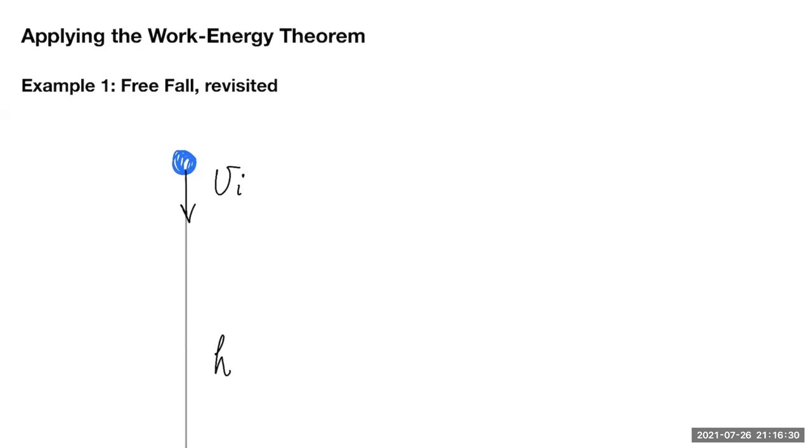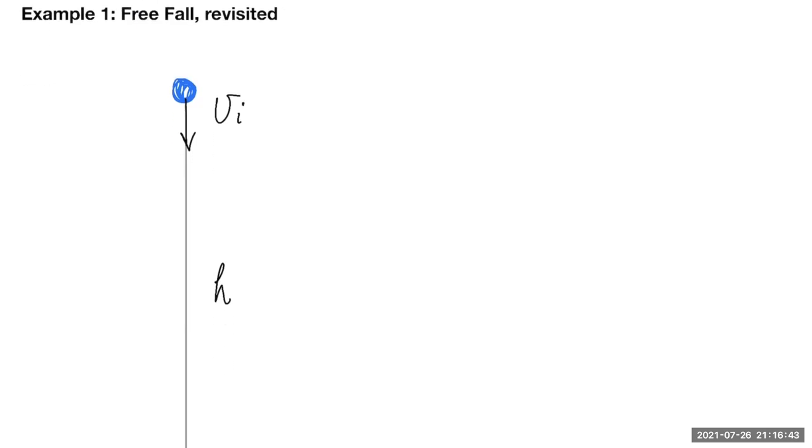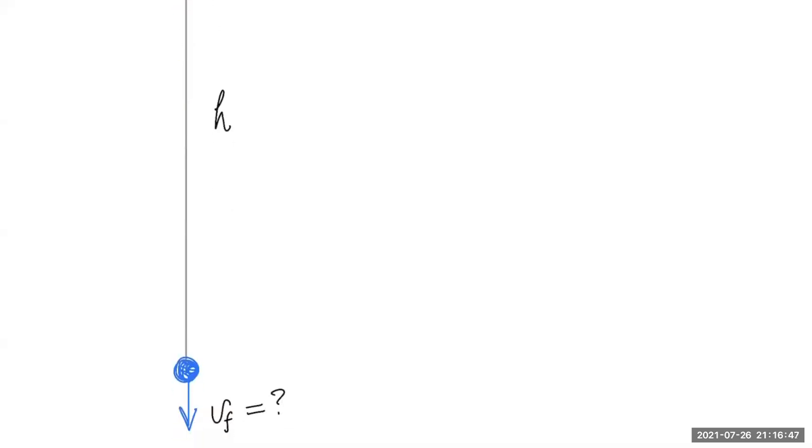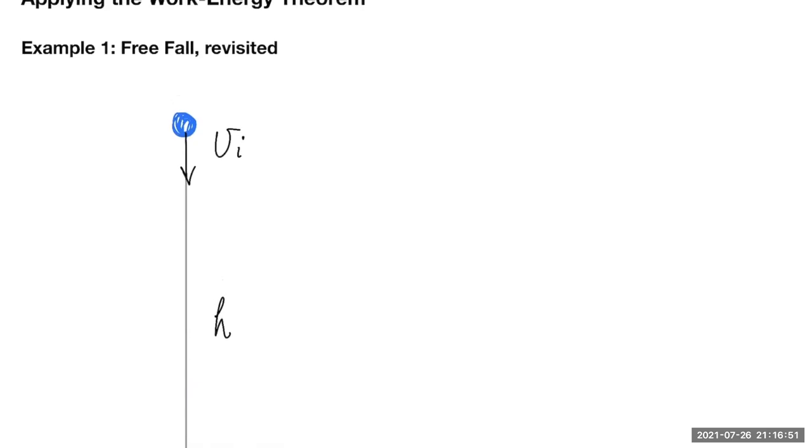Now suppose we have a particle moving either up or down with initial speed vi, and it's powered by gravity only. My question is, after going down by distance h, if the initial speed is vi, what is the final speed vf equal to? Again, this is something we know how to do from chapter 2.